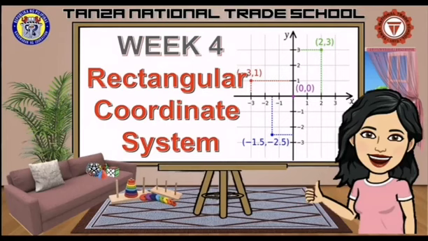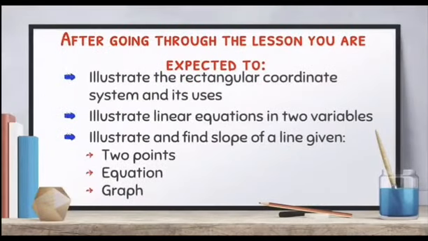Our lesson for this week 4 is about the rectangular coordinate system. After going through the lesson, you are expected to illustrate the rectangular coordinate system and its uses, illustrate linear equations in two variables, and illustrate and find the slope of a line given 2 points, an equation, and a graph.